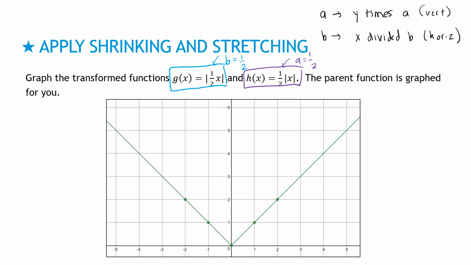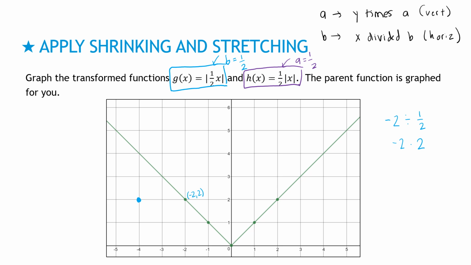My rule for B says take x divided by B. It's going to change things horizontally. So here I have the point negative 2, 2. I'm going to take x divided by B, so negative 2 divided by 1/2. Keep in mind, guys, we can't divide by a fraction, so we multiply by the reciprocal. So I'm actually multiplying by 2. But my y value will remain the same. So this negative 2, 2 became negative 4, 2.